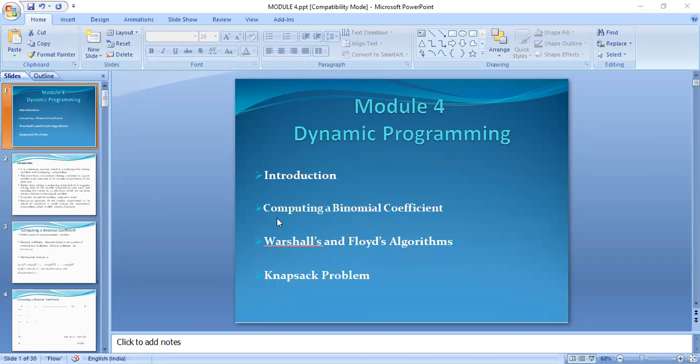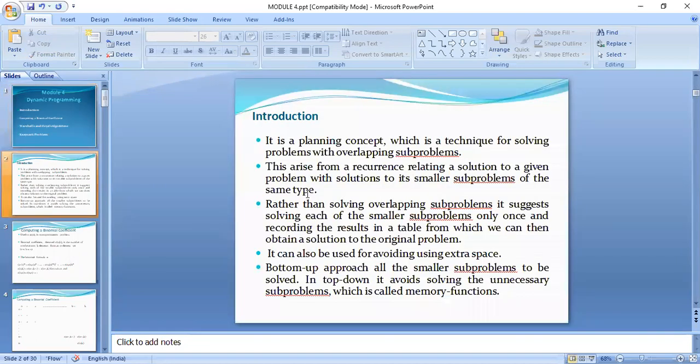Where you can say that it is a planning concept with overlapping sub-problems. So today we will be moving on to the planning concept, where we can see how you can create a recurrence relation and solve this problem. So you will be having various sub problems. So when you solve them, you are going to solve the problems more than once. But in dynamic programming, whatever sub problems we are solving, we will be solving only once and it will be recorded in the table.